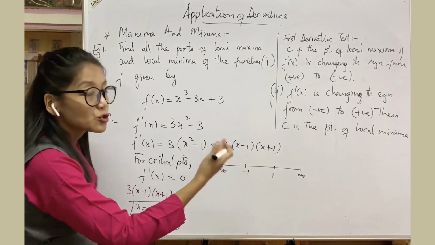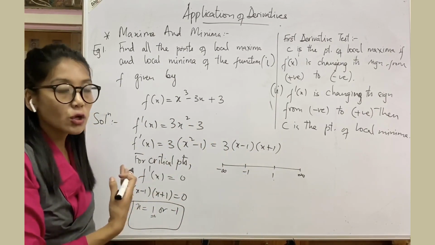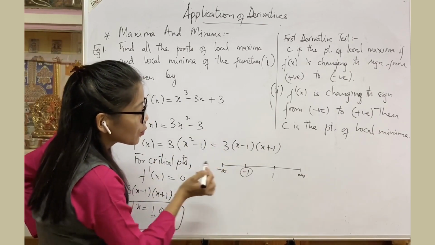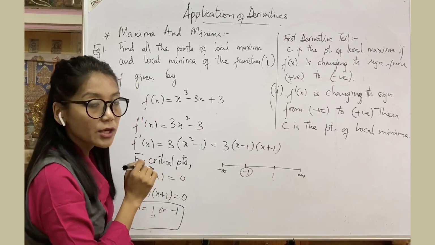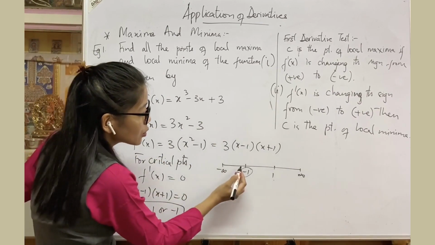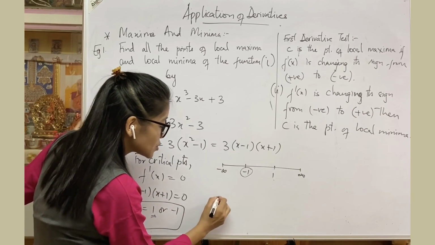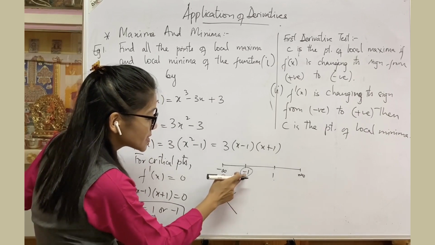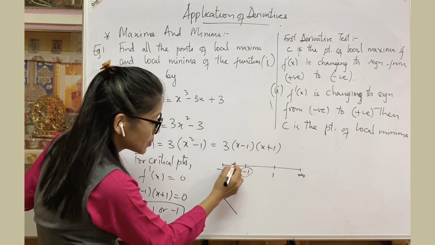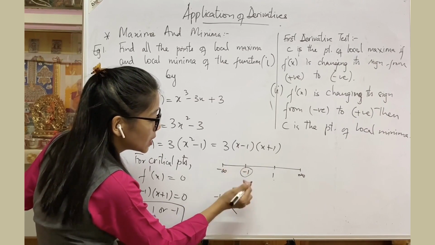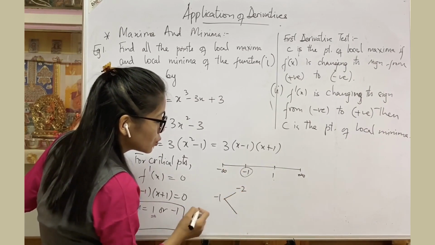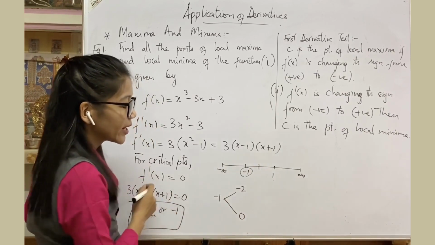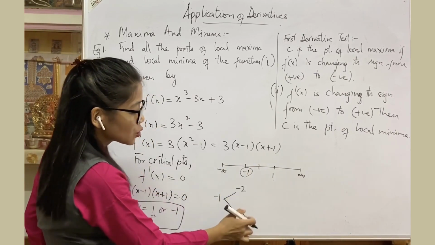It is a number line, so the smaller number always comes on the left. So you have to take your intervals as this. Now you have to check whether this is the point of local maxima or local minima. For that, you take any one, say -1, and check it. You take one point on the left-hand side of -1, in between, so you can take any negative number. I will take -2. And you take one point here, you can take 0. It should be in between this.